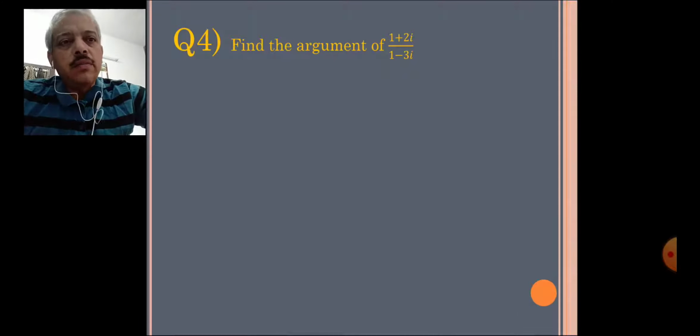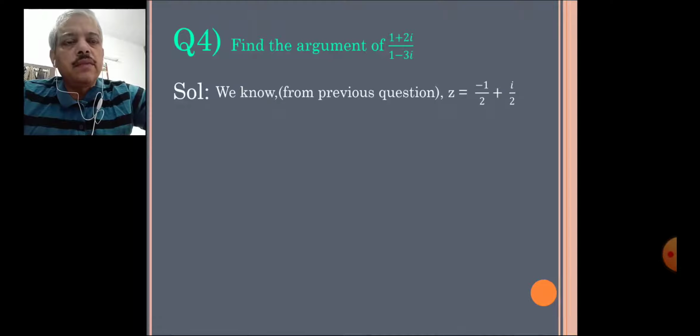Next, the argument of (1 + 2i)/(1 − 3i), the same complex number. This time we have to find the argument. We have already done in the previous question that z after simplification is −1/2 + i/2. This complex number lies in the second quadrant because the real part is negative and the imaginary part is positive. So this complex number lies in the second quadrant.